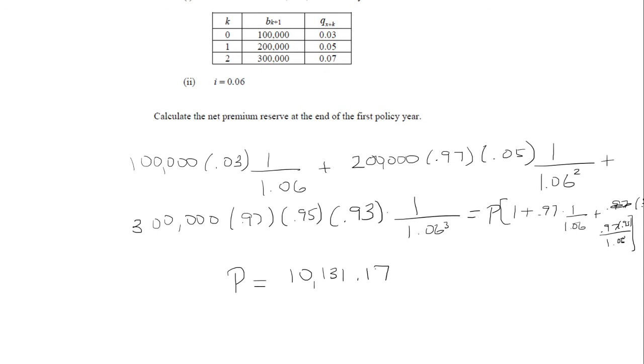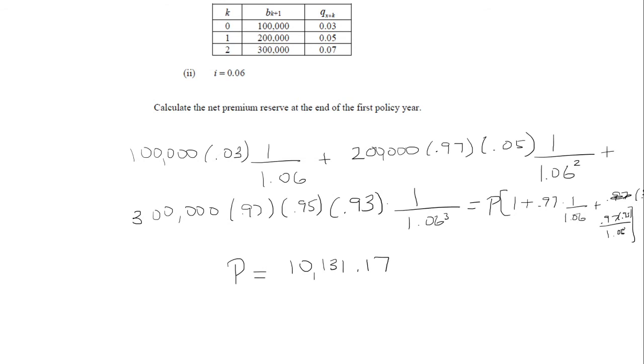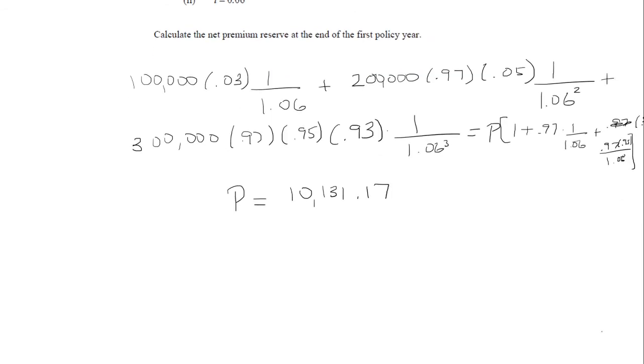The next thing is we want to find the net premium reserve at the end of the first policy year. There's more than one way to solve this. A good way is using the recursive formula, which is probably the fastest way, and I'll show you the other way as well. The recursive formula is the time 0 reserve plus the premium, multiplied by the interest rate, equals the benefit times the probability of dying plus the probability of surviving times the reserve at time 1.